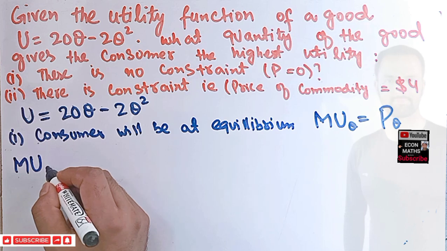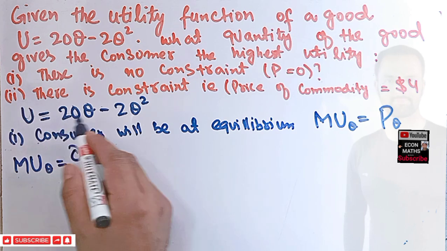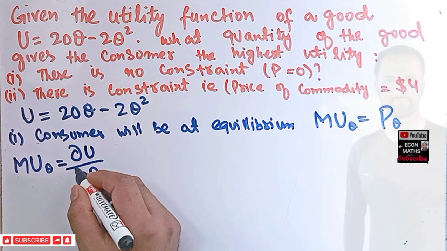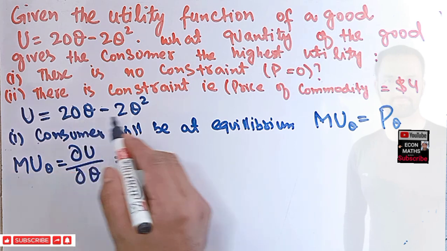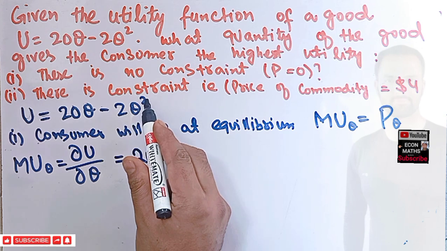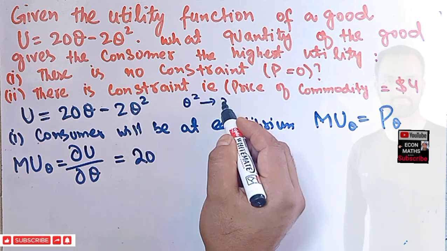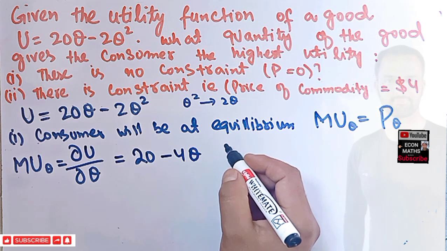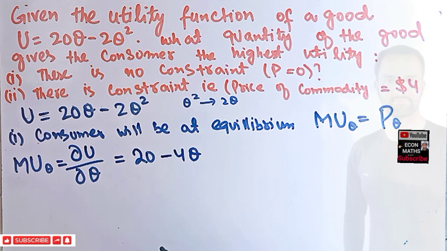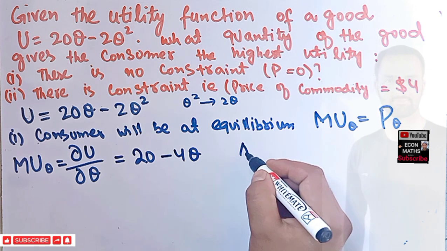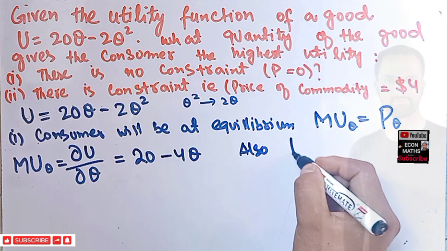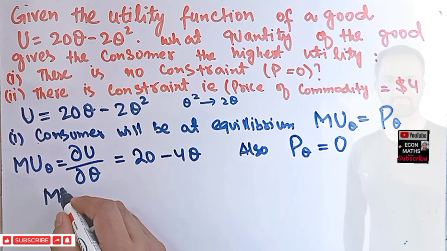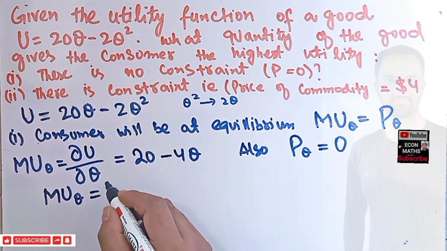Marginal utility of this very function is equal to, we simply differentiate this utility function with respect to quantity, dU/dq, which comes out to be the derivative of q is 1, so we are left with 20. Similarly, the derivative of q square is 2q, so we have 2q into 2 is 4, so 4q. Okay, this is our marginal utility of the commodity. And what is the price? Also, price is given as, that is when there is no constraint, our price of commodity q is equal to 0. So at equilibrium, marginal utility of commodity should be equal to price of that commodity.